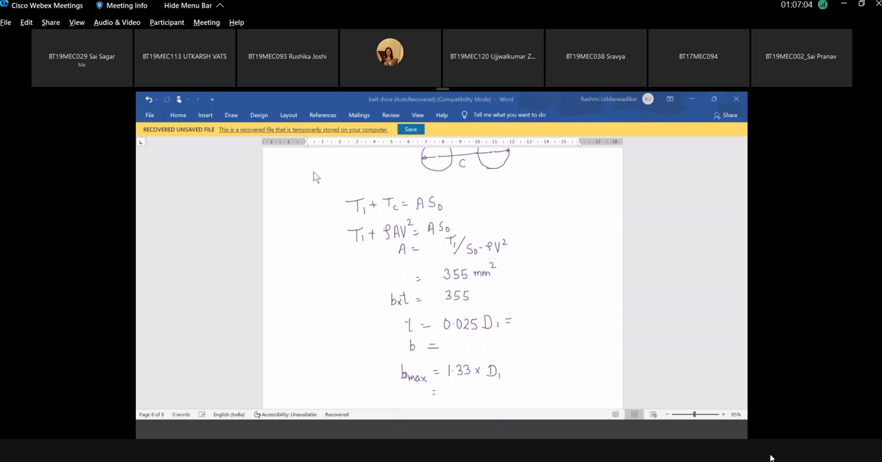T is 5.5. This is correct. With T as 5.5, what is B? B is 64.2. Please check this. This must be less than B max. What is 1.33 times the diameter of the smaller pulley?